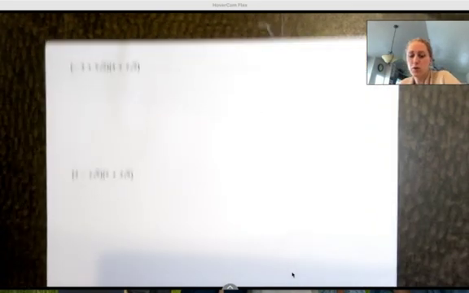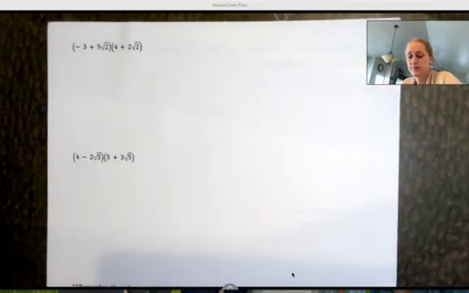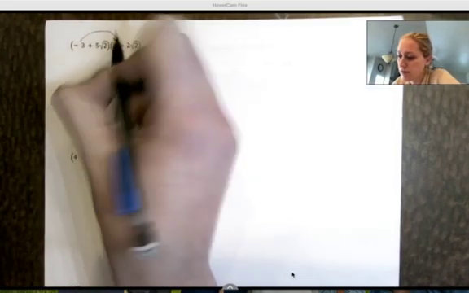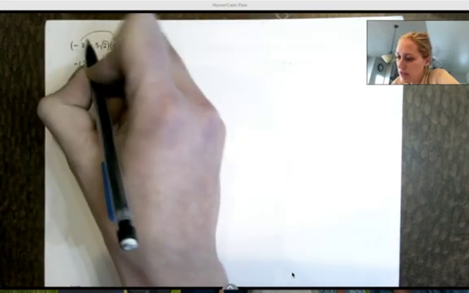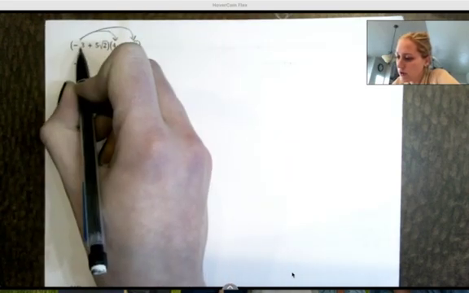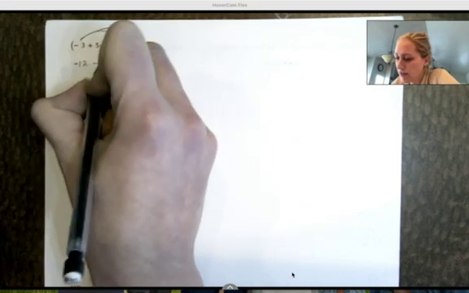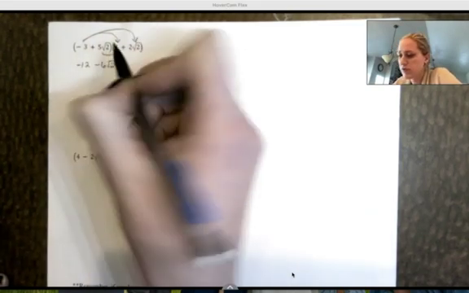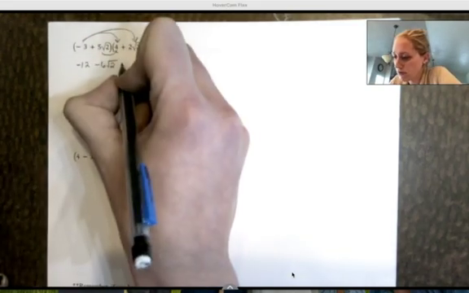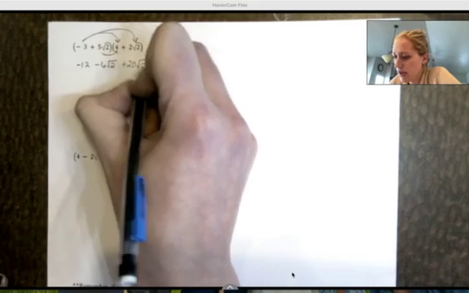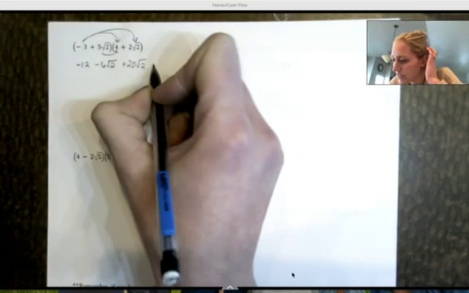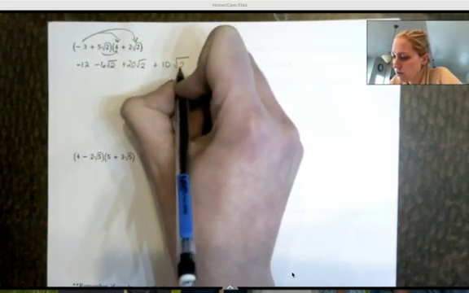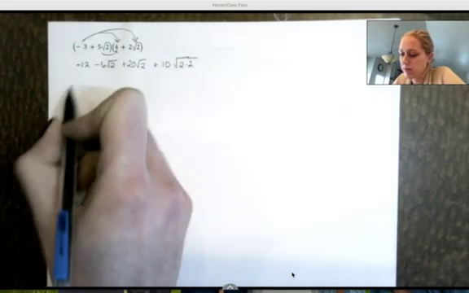Okay, now we can distribute and multiply here as well. So I'm going to do negative 3 times 4 is negative 12. Negative 3 times this, so I can only do negative 3 times 2, and then the root 2 part is just going to stay. Okay, 5 root 2 times 4 is going to be 20 root 2. And then 5 times 2 is 10. And square root of 2 times square root of 2. Okay, simplify that more in a second.